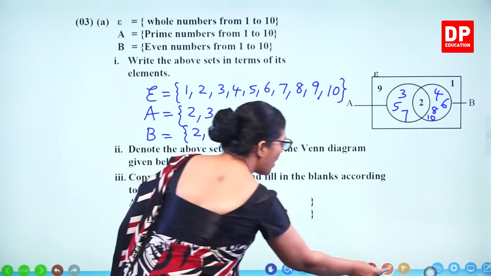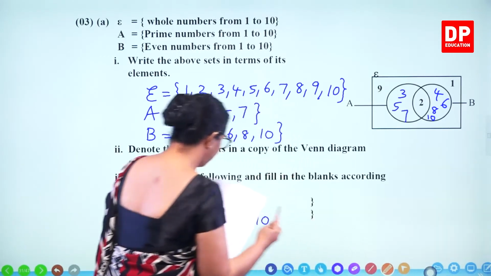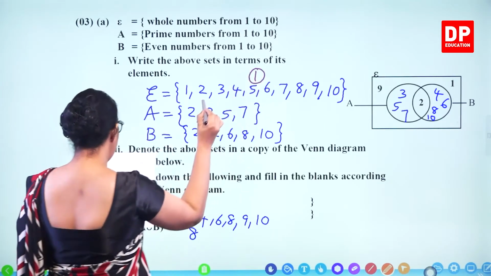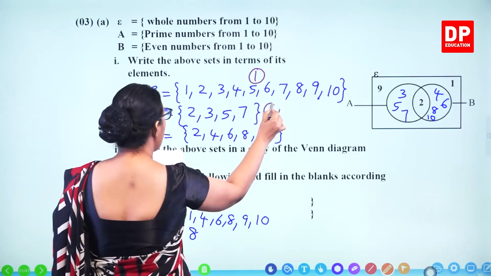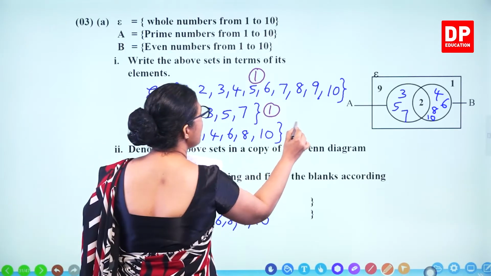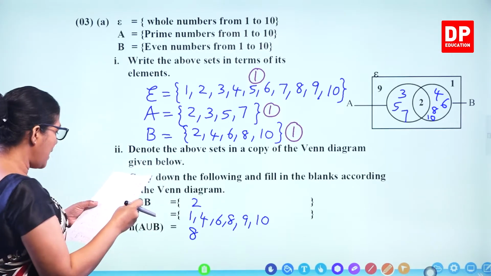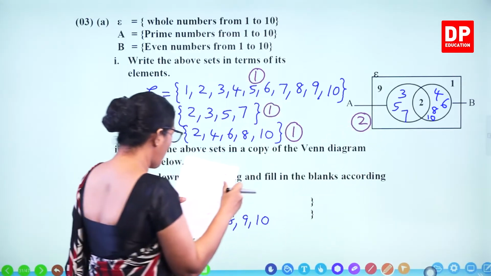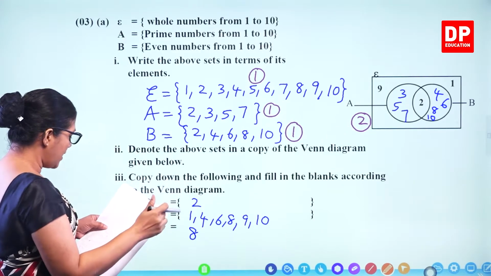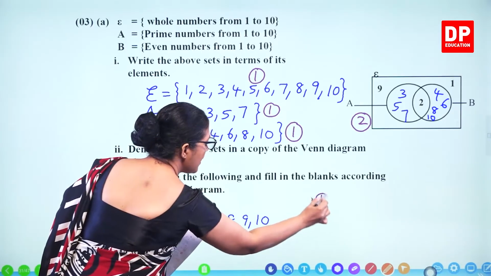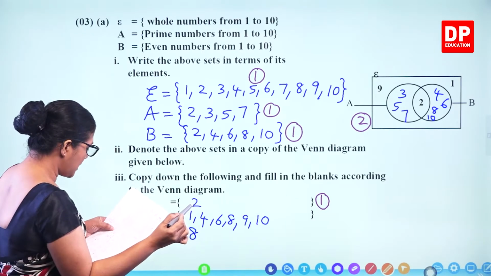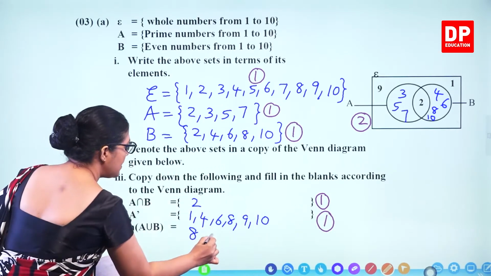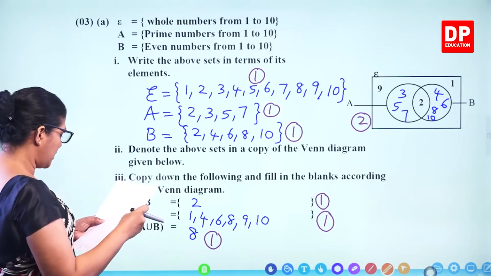So we'll see how many marks for these steps. 1 mark for writing epsilon. 2, 3, 5, 7, 1 mark. 2, 4, 6, 8, 10, 1 mark. And then putting all the values in the correct places, 2 marks for this step. And writing down the answers here, 1 mark here. 1, 4, 6, 8, 9, 10, 1 mark. And 8 is the number of elements, 1 mark.